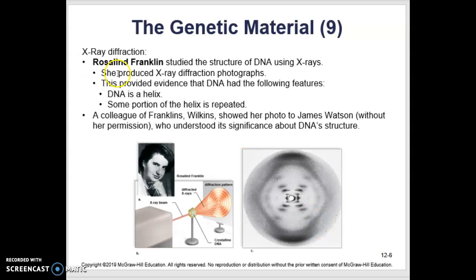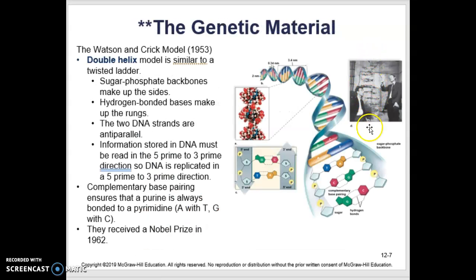And what it is, DNA is a helix, so it's like a ladder that's been twisted. And you can see this is looking from the top down. It's like looking at the top of a twisted ladder. So you can see it kind of spirals in there. So she showed her picture to some colleagues of hers who showed the picture to someone named James Watson without her permission, and he actually understood what this picture meant. And he took her picture without any credit and went on to produce the first structure of DNA.